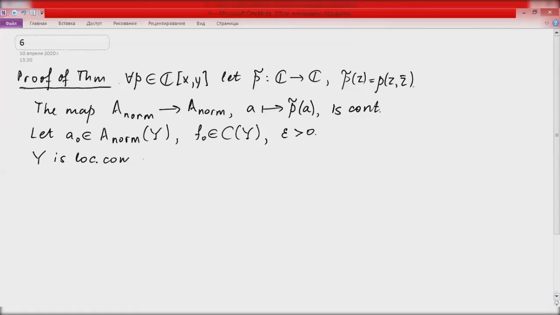And since it is locally compact, there exists an open set U in Y. I mean, open in Y, open in the induced topology. It is not necessarily open in the complex plane. It is open in Y, such that sigma Y is contained in U, and such that the closure of U in Y is compact.